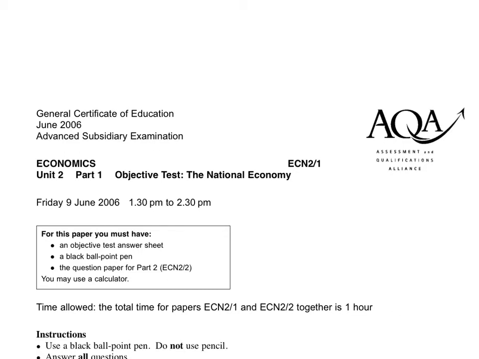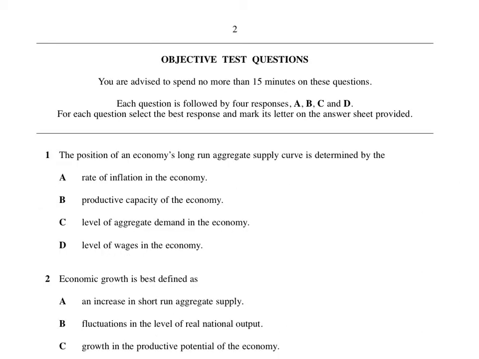Right, here we go. I'm on to June 2006 now. I'm doing two in a row because why not? So, here we go. I'm going to check the answers first before I have a shocker.